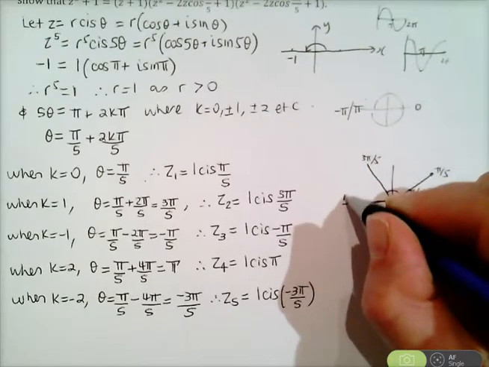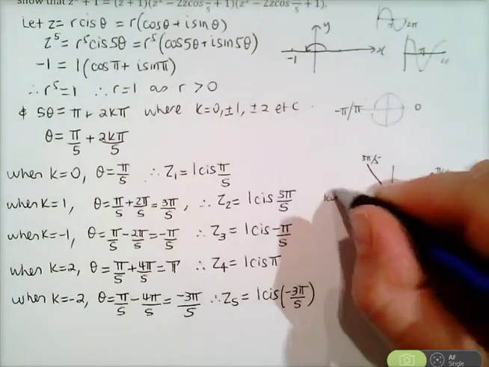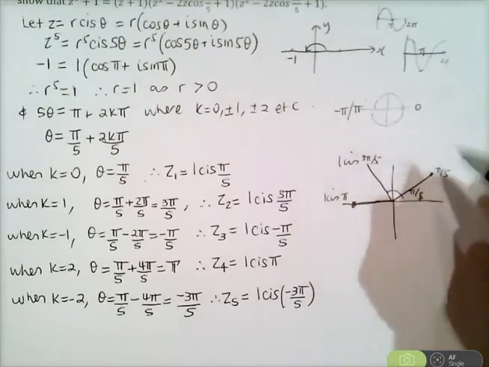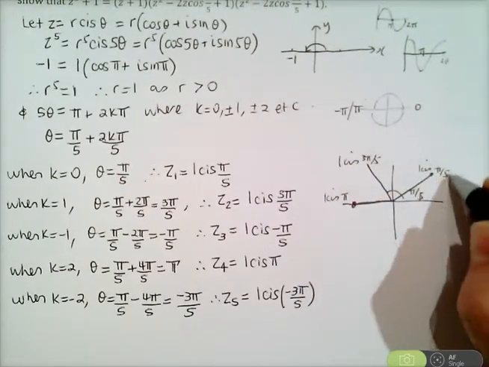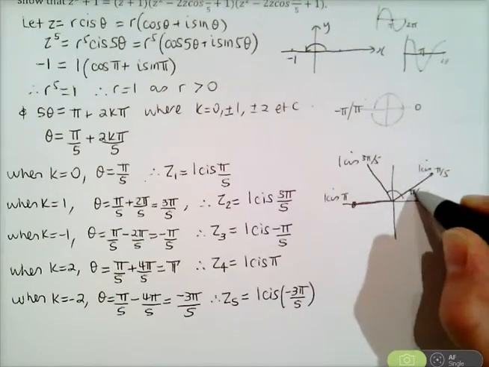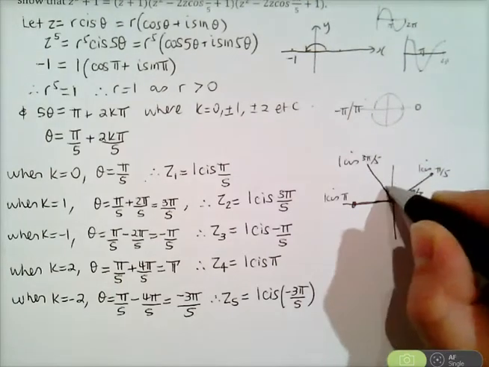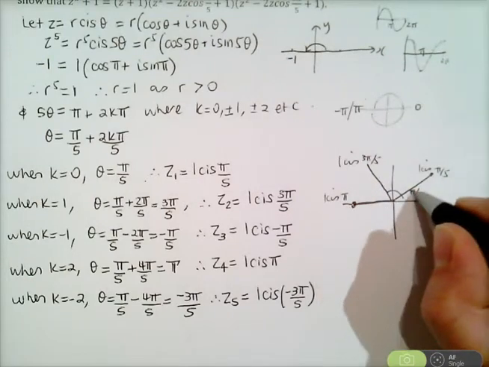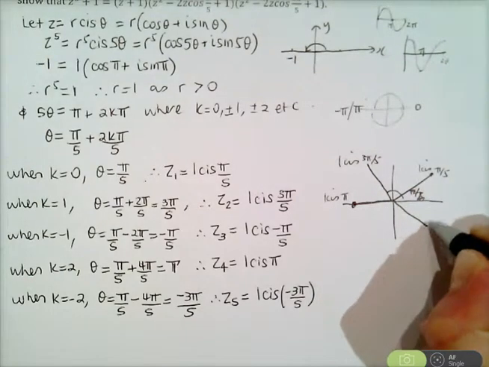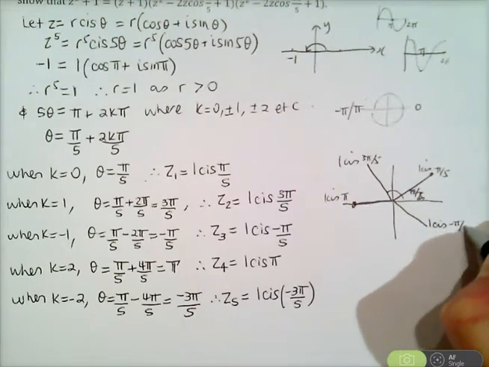Okay, this one is pi. It's actually 1 cis pi. This is 1 cis 3 pi on 5. This is 1 cis pi on 5. Notice what's happening. Pi on 5, 3 pi on 5, this is 5 pi on 5. And coming back down here, this is 1 cis minus pi on 5.